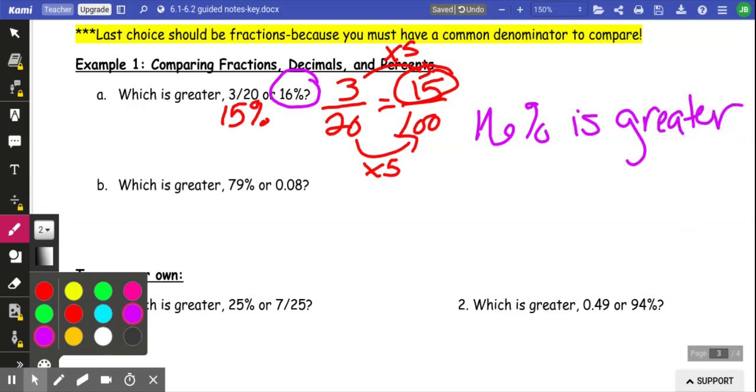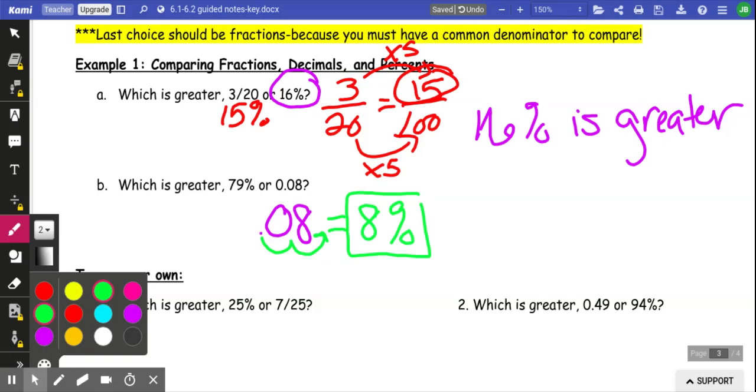All right, 79% or 0.08, which is 8/100ths. So I'm going to turn the decimal into a percent. And to turn a decimal into a percent, I need to move my decimal point to the right 2 times. 1, 2. So that is going to equal 8%. Okay, so we need to figure out which one is greater, 79% or 8%. Well, the 79% is greater.